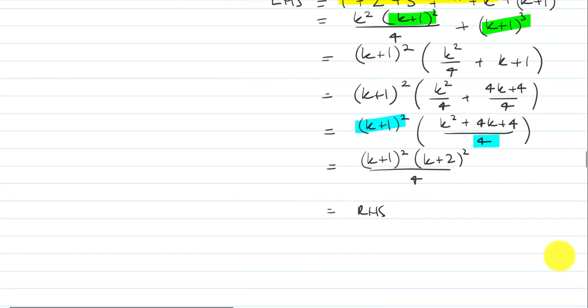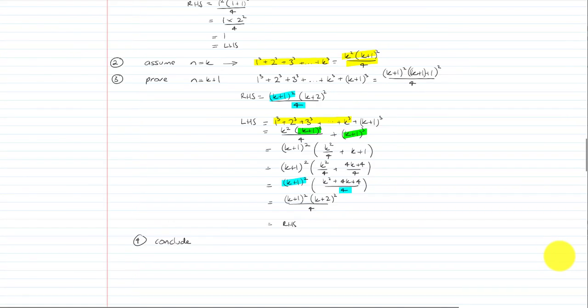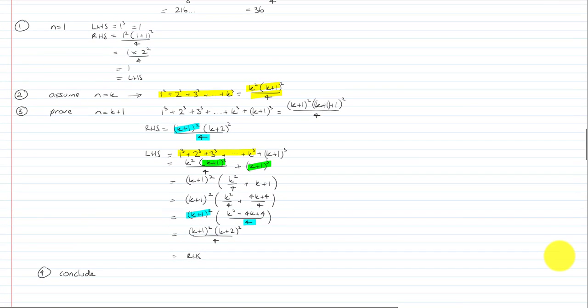And then I can do step 4, which is to conclude. And I conclude by saying, well, as I've shown that it works for n equals 1, then it must work for n equals 2 based on n equals k plus 1 working because n equals k worked. And as it now works for n equals 2, it must work for n equals 3. And as it now works for n equals 3, it must work for n equals 4, and so on and so forth until the end.